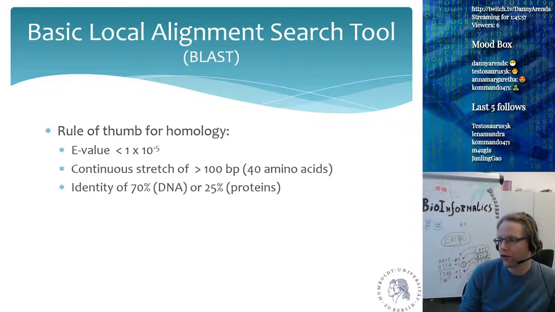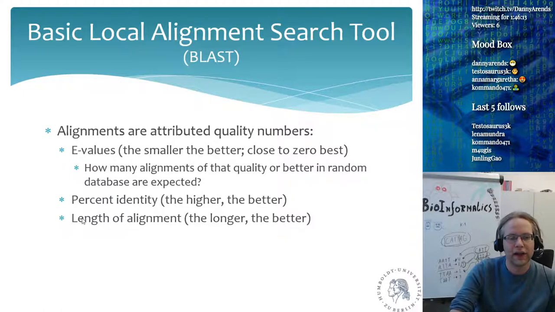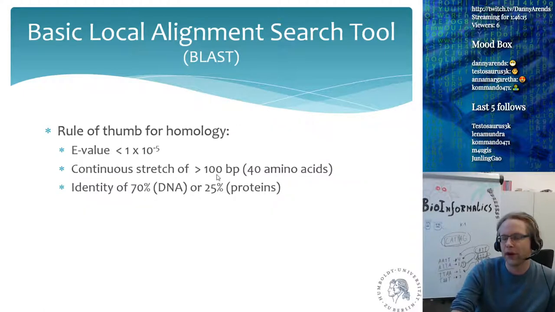So when you are dealing with homology and you're using BLAST to figure out if two sequences are homologous, then we generally say that two sequences are deemed to be homologous when the e-value is less than 1 times 10 to the minus 5. There is a continuous stretch of 100 base pairs which is matched, right? So the length of the alignment is 100 base pairs.